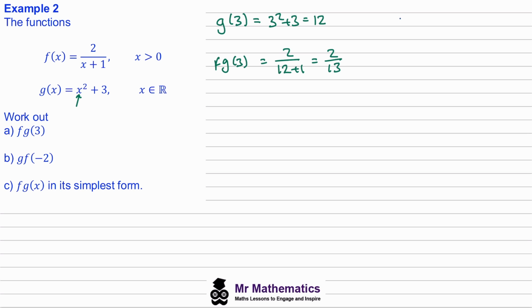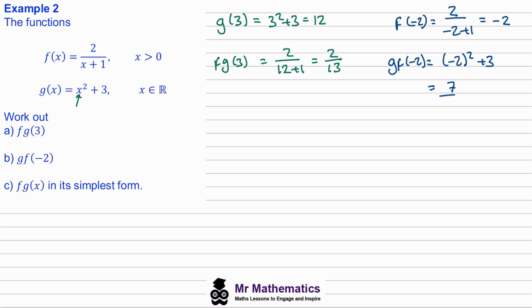Okay, so we'll begin by substituting -2 into the f function. So we'll substitute -2 into here. And this will be 2 over -2 plus 1. So 2 over -1 will give us -2. And then we substitute this -2 into g of x. So gf of -2 will be the -2 squared plus the 3. And 4 plus 3 will give us 7.